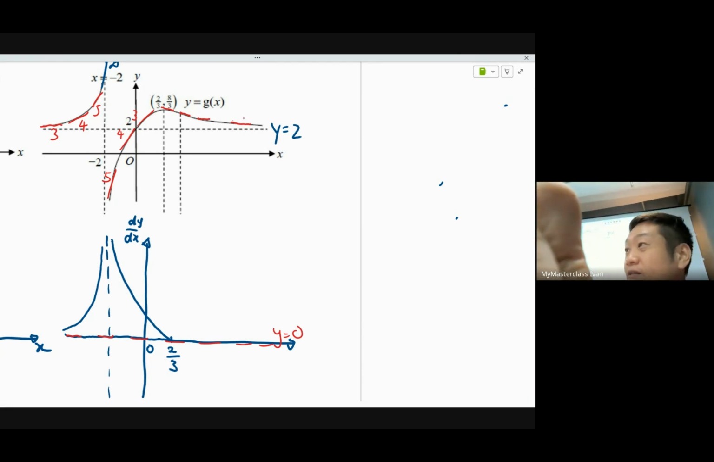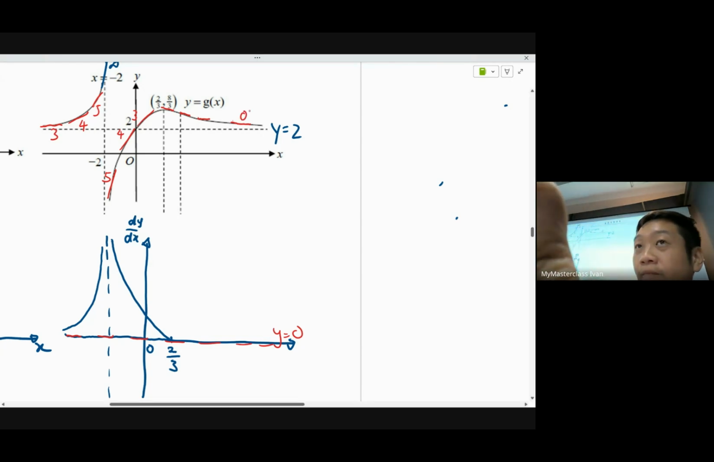This gradient is 0 plus or 0 minus? 0. But it's going downwards, right? So it's 0 minus. Or even if you put -1, it's also okay.